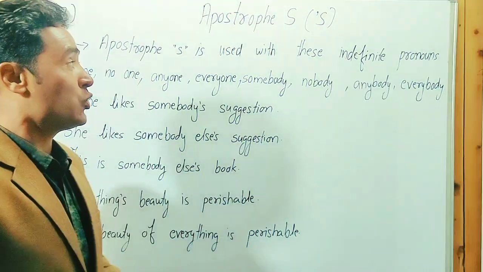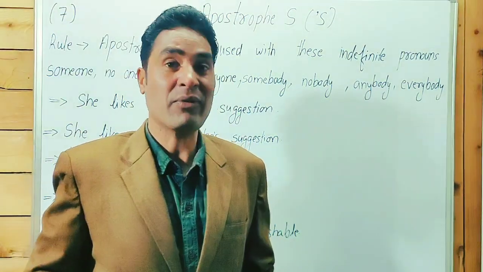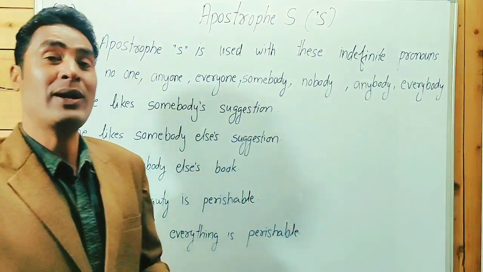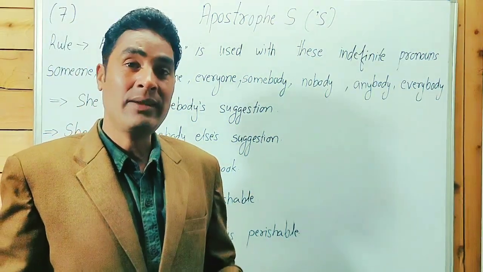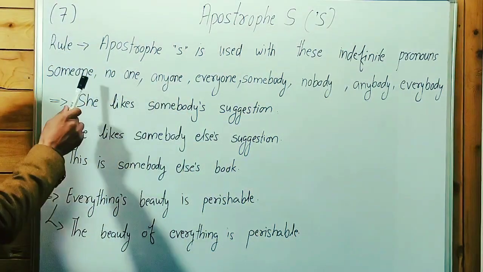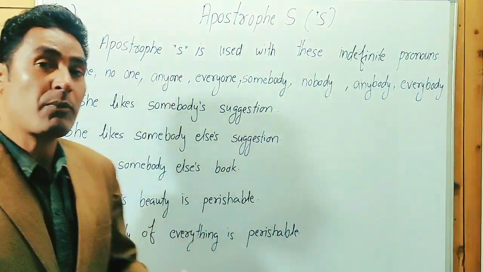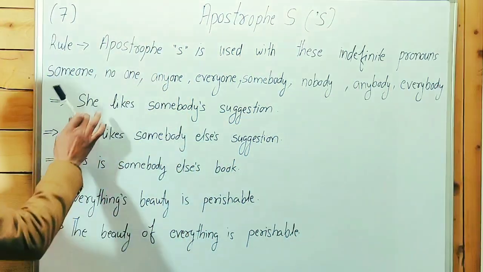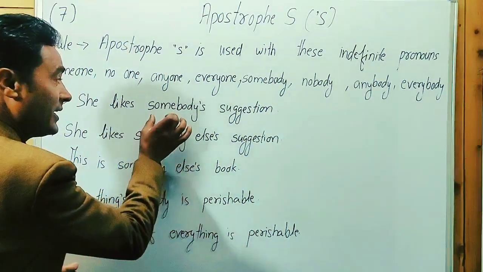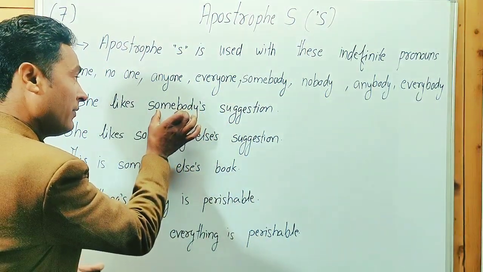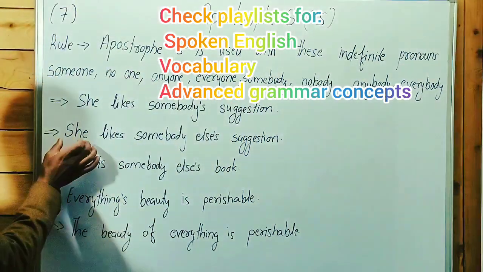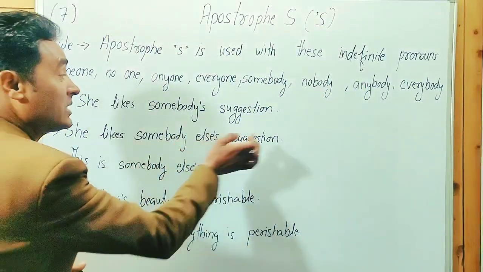Apostrophe s is used with these indefinite pronouns: someone, no one, anyone, everyone, somebody, nobody, anybody, and everybody. With these indefinite pronouns, we use apostrophe s. For example, she likes somebody's suggestion. Somebody, indefinite pronoun, then apostrophe s and suggestion. She likes somebody else's suggestion.